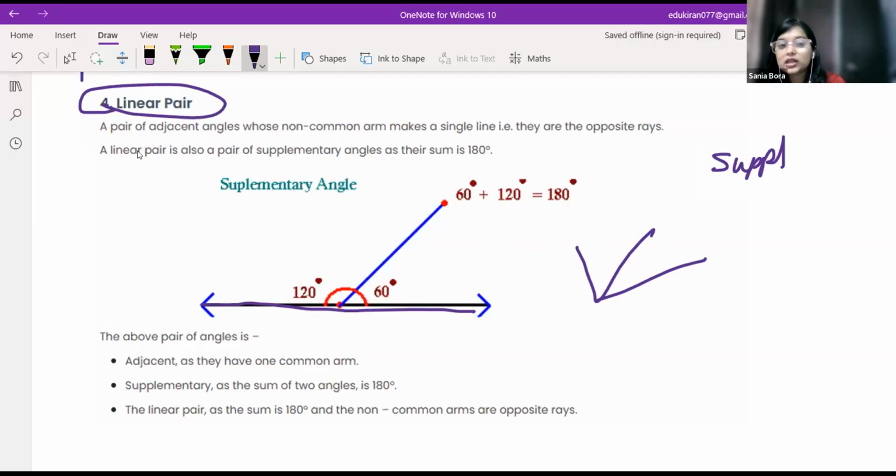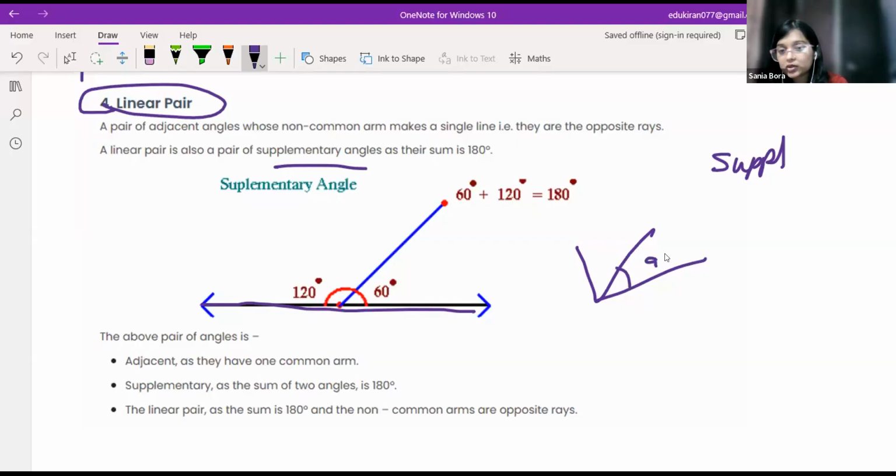If they are opposite rays, the linear pair is also a pair of supplementary angles. Why? Because their sum is 180 degrees. Clear? But supplementary angles cannot always be a linear pair. A linear pair can be known as supplementary angles, but supplementary angles cannot be known as a linear pair. Why?